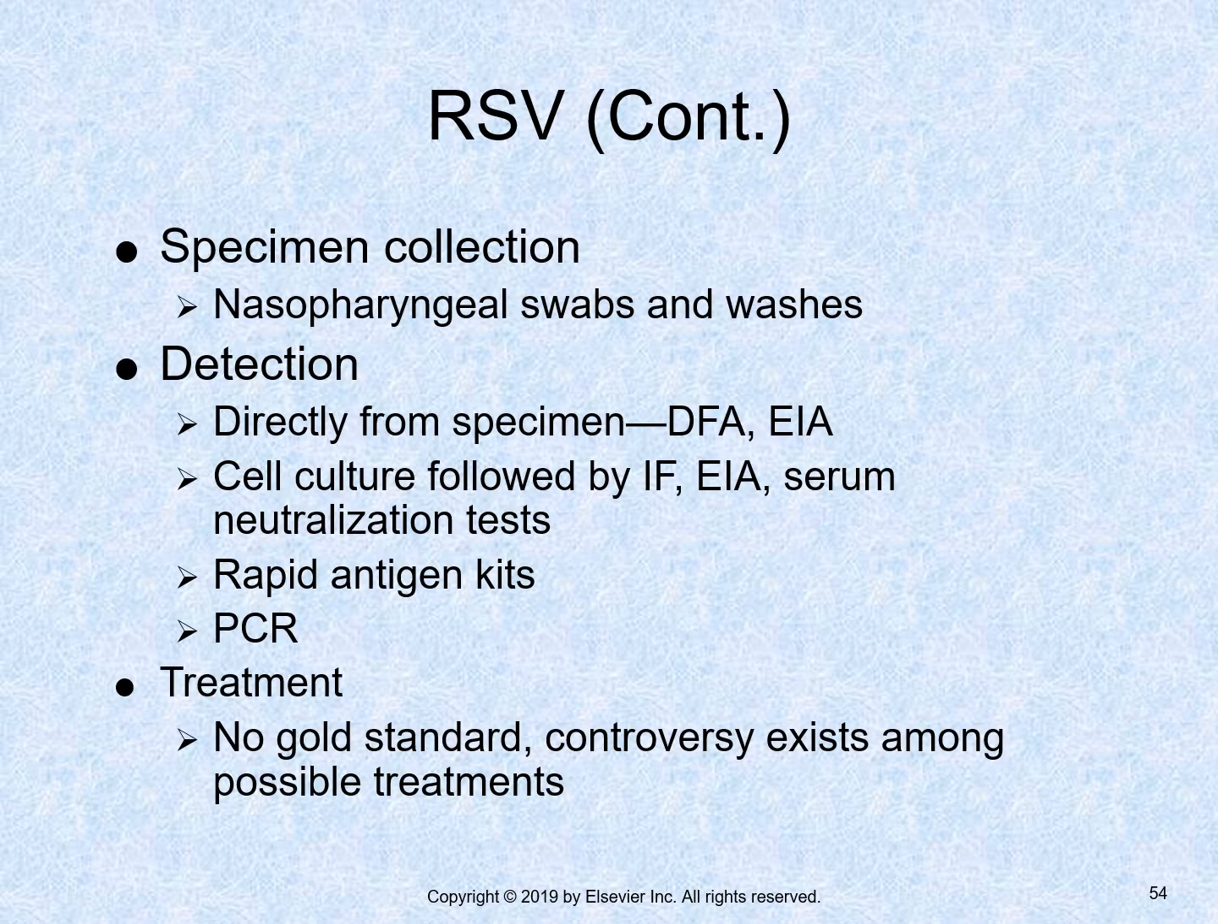RSV can be identified in specimens from nasopharyngeal swabs and washes by using DFA or EIA. Because the virus is extremely fragile, recovering it from cultures is difficult. Rapid antigen detection kits are also available for RSV testing, along with several PCR-based molecular tests, with most taking less than an hour to provide the result.